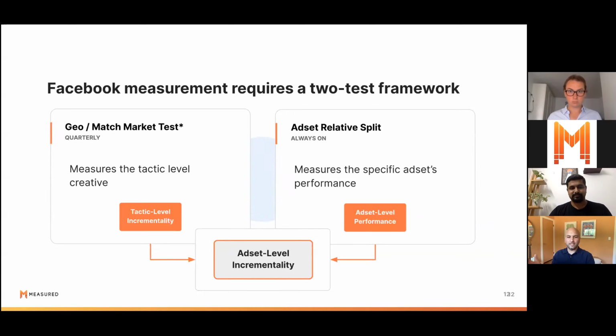Perfect. So just to reiterate a little bit of what you said there, we have our ad set relative split using the Facebook split testing API to run comparative performance tests of particular tactics or campaigns within Facebook, in this case ad set level comparisons. And then we're calibrating that with the results from our geo test, which are giving us a benchmark or a framework for how incremental Facebook actually is in market.